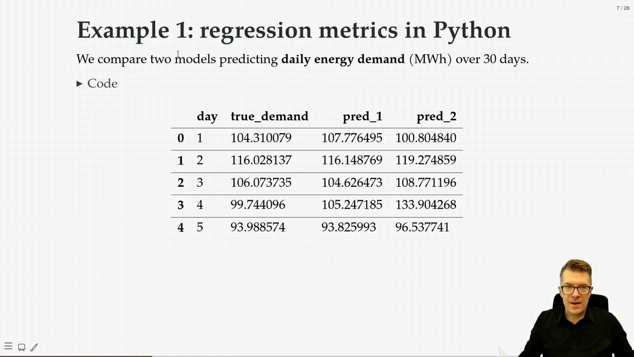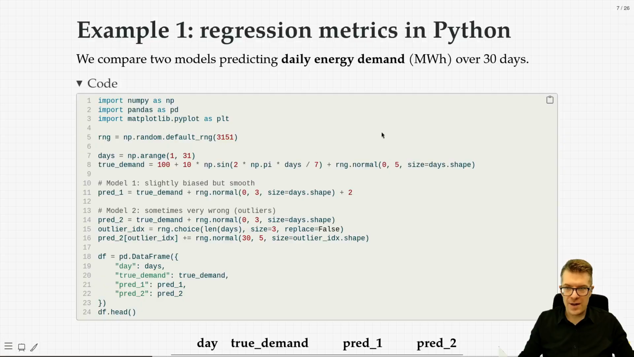So we can compare two models predicting daily energy demand over 30 days. As usual, here's the code, and as usual, I advise you to copy it into a temporary Jupyter notebook and run it.